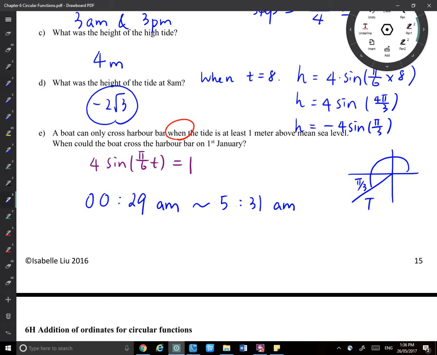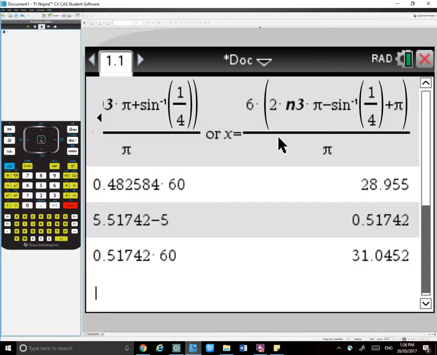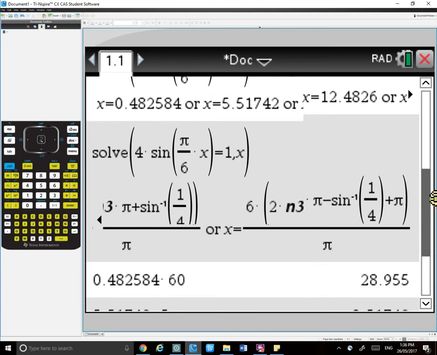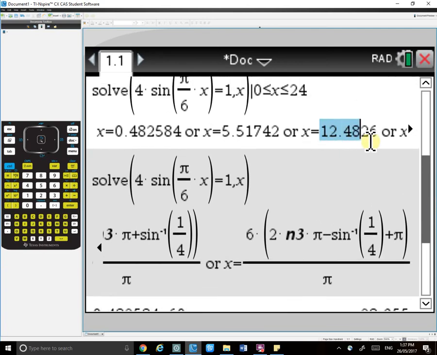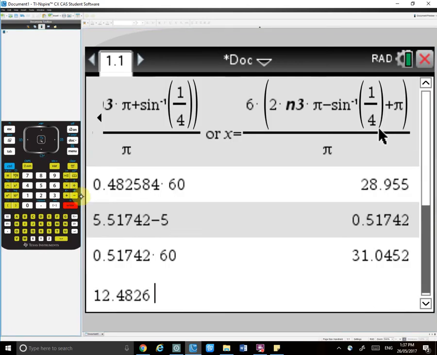So in between these times, 12:29 a.m. in the morning to 5:31 a.m. in the morning, in this period of time the water is above 1 meter. And the next one is 12 something here. Okay, I will minus 12.